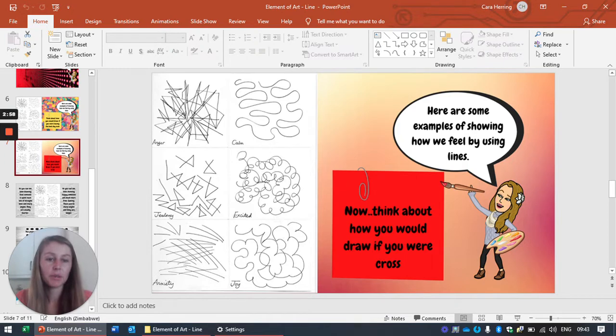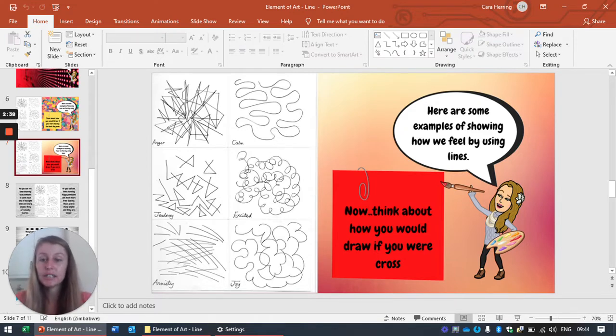Here are some examples of showing how we feel by using lines. So now, think about how you would draw if you were cross. So if something happened and made you upset, how would you draw? Angry, this is angry lines, this is jealousy expressed as lines, this is when you're scared or nervous, anxiety.